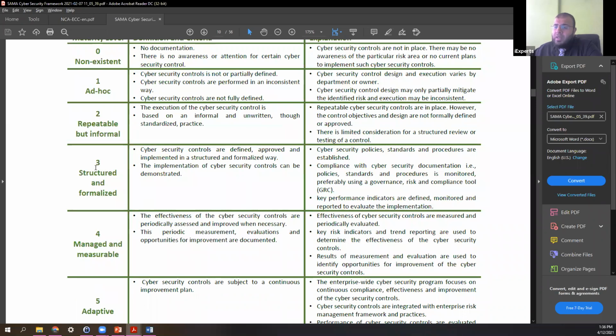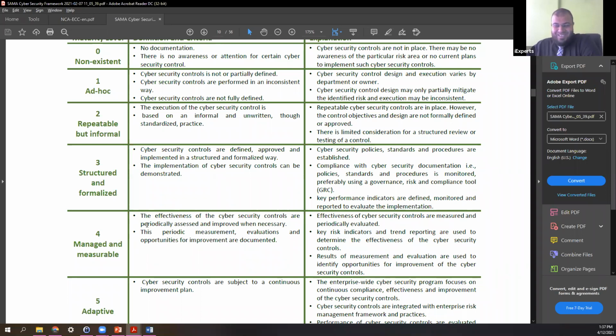Fine. Level number 3, structured and formalized. What's the meaning of repeated activities, please? Number 2, which means that at the end of the day, you are making some review for your policy from time to time, maybe every 2 years or something like that. Fine. But at the end of the day, you have some repeated activities. It's poorly controlled, by the way.